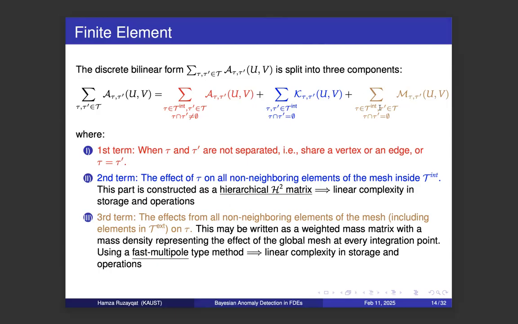The final part is T belonging to T internal and T' belonging to T. And now T and T' also do not intersect. And this is actually the effect from all non-neighboring elements of the mesh, including elements in T external, on T. However, this is written as a weighted mass matrix with a mass density representing the effect of the global mesh at every integration point. And to compute this density, we use a fast multipole type method. And also this will result in a linear complexity in storage and operation.